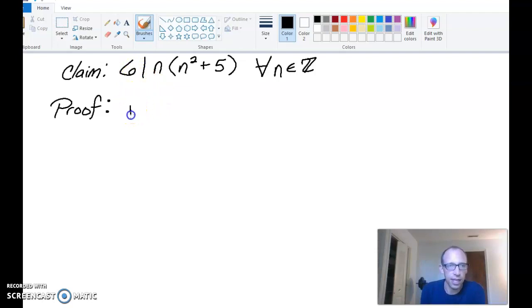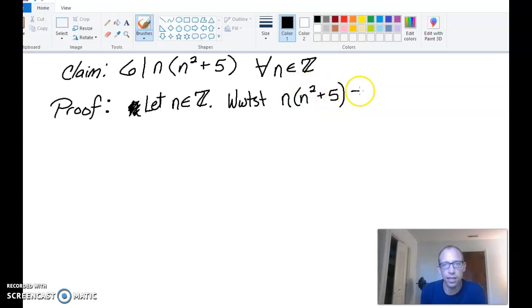Well, this is the same as saying that, let n be an integer. We want to show that n times n squared plus 5 is equivalent to 0 mod 6. So these two things would be equivalent. To show that 6 divides this quantity right here would be to say that this quantity is equivalent to 0 mod 6. So if we could show that n times n squared plus 5 is equivalent to 0 in mod 6, we would show that 6 divides this right here.